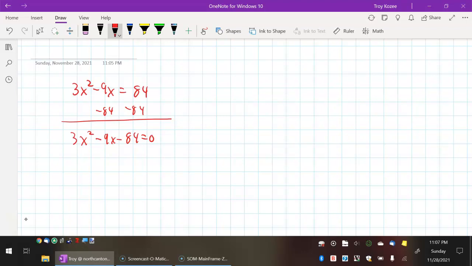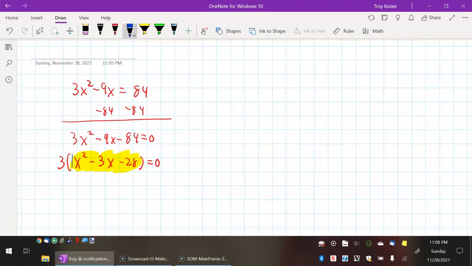I can factor out a 3, and that gives me x squared minus 3x minus 28. Okay, so with this 3 out in front, I can now factor this, and forget about the 3 out in front. And this is a trinomial, 3 terms, where the leading coefficient is 1. This is a 1x squared.